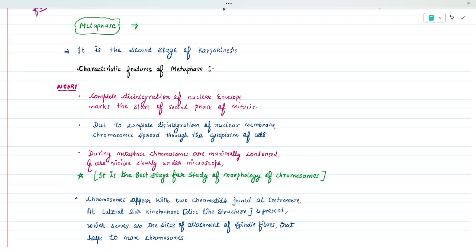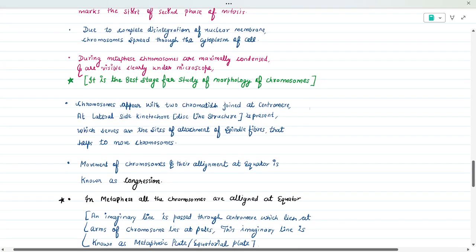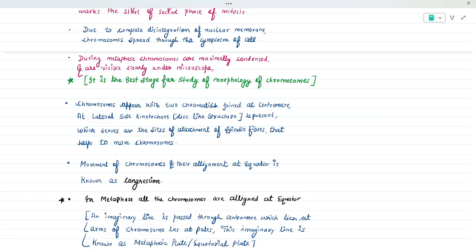Due to this complete disintegration, chromosomes spread through the cytoplasm of the cell, which we have already studied in the prophase part as well. So one word is very important here, that is complete disintegration. If in a question it is marked that complete disintegration of the nuclear envelope occurs during, your answer should be metaphase. During metaphase, chromosomes are maximally condensed, and during this stage chromosomes are thickest and shortest.